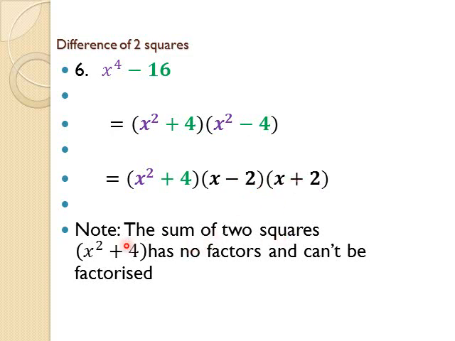So take note, the sum of two squares has no factors and can't be factorized. That I'll explain in grade 11 when you do nature of roots. We have to find the square root of a negative value or imaginary numbers, which we don't do at school.